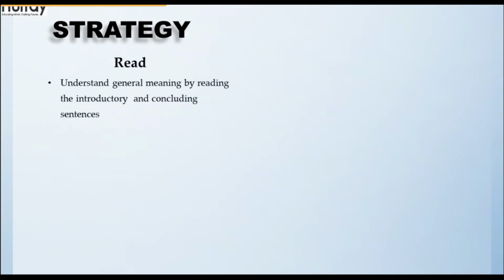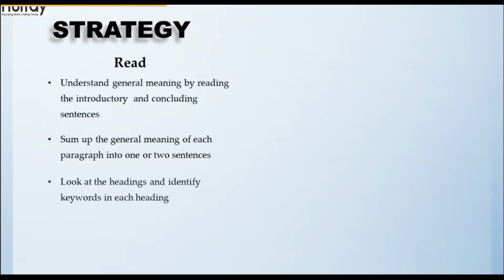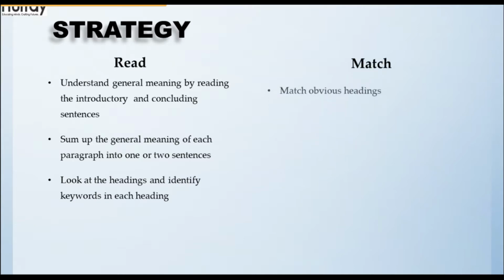Let's look at some of the strategies which we need to use while matching the headings to the paragraphs. There are reading skills involved where you have to understand the general meaning by reading the introductory and concluding sentences. You have to sum up the general meaning of each paragraph into one or two sentences. Then you need to look at the headings and identify the keywords in each heading. Here come the matching skills.